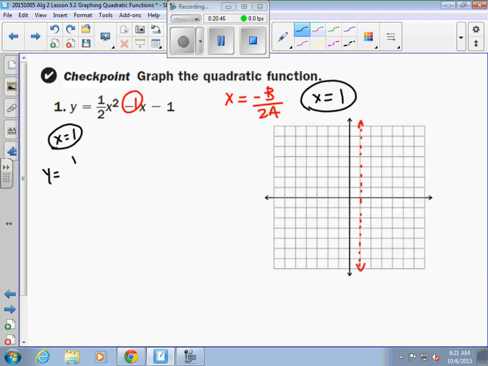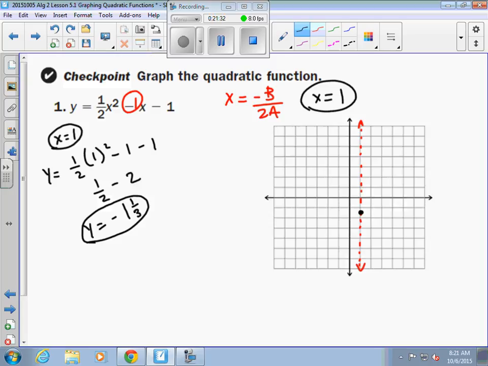So y equals 1/2 times 1 squared minus 1 minus 1. All that is that equation again with 1 plugged in place of x. So 1 squared is 1, and 1 times 1/2 is 1/2. Minus 1 is minus 2. So 1/2 minus 2 is going to be negative 3/2. So when x is 1, y's value is negative 3/2.